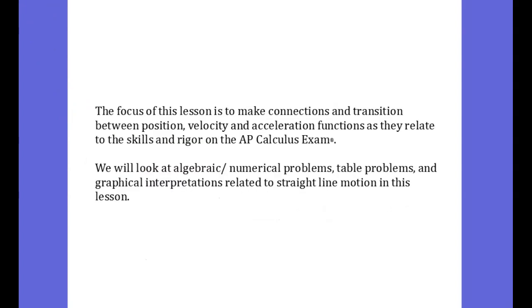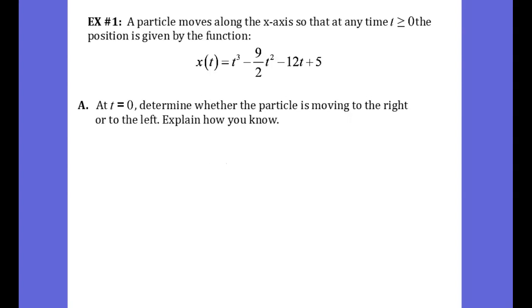The focus of this lesson is to make connections and transition between position, velocity, and acceleration functions as they relate to the skills and rigor on the AP Calculus exam. In this lesson, we will look at algebraic and numerical problems, table problems, and graphical interpretations related to straight line motion. In example 1, we are told that a particle moves along the x-axis so that at any time t greater than or equal to 0, the position is given by the function x(t) equals t cubed minus 9/2 t squared minus 12t plus 5.